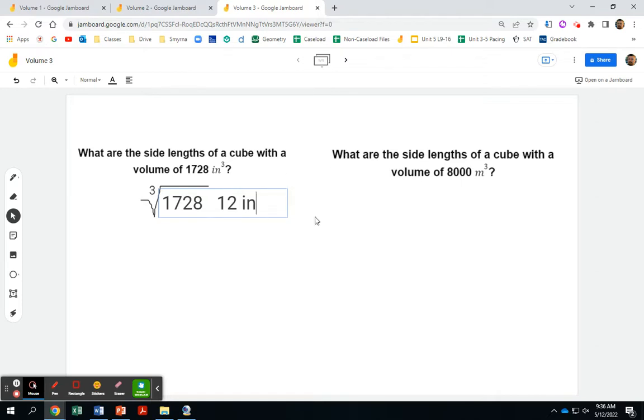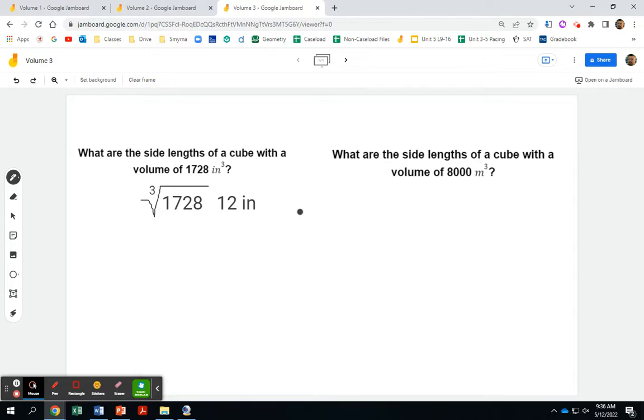All right, so this is number 20. On number 20, you got to find the side lengths of a cube. The volume is 8,000 meters cubed. So again, you got to do the cube root.